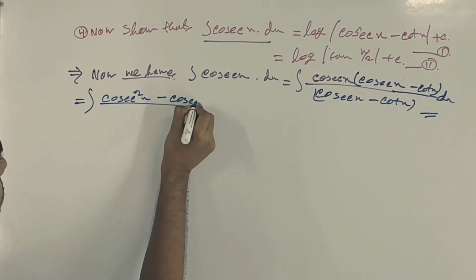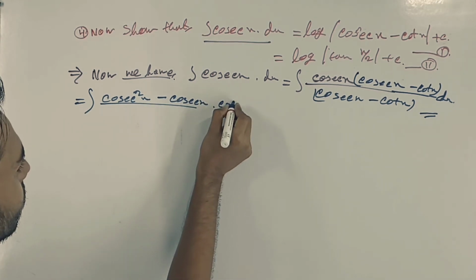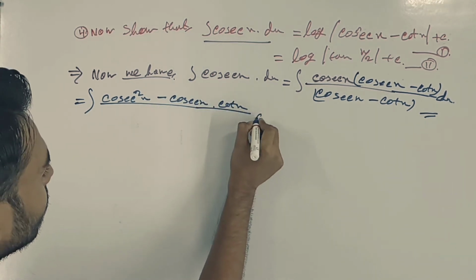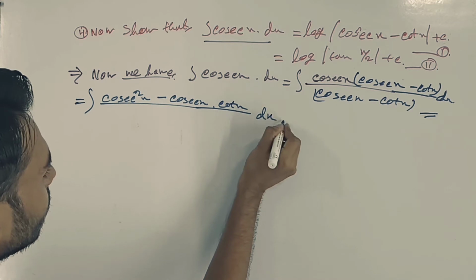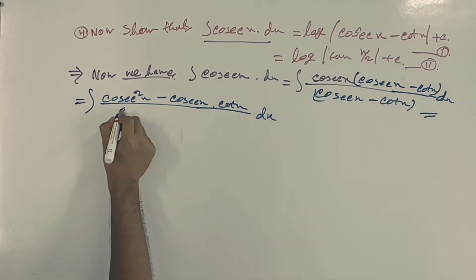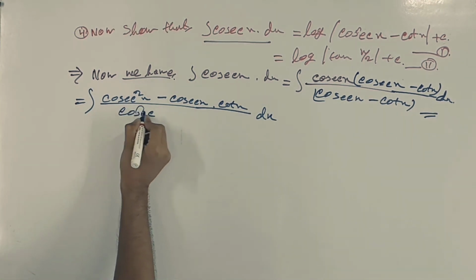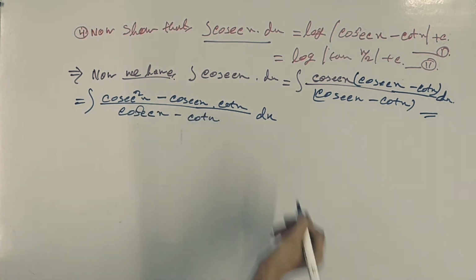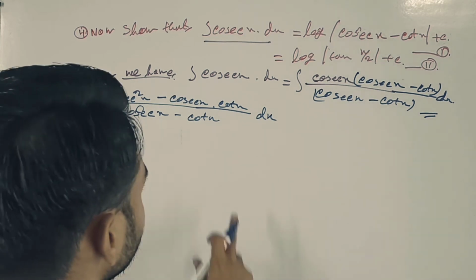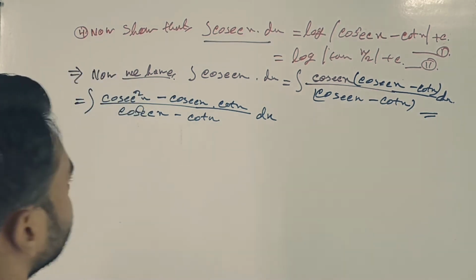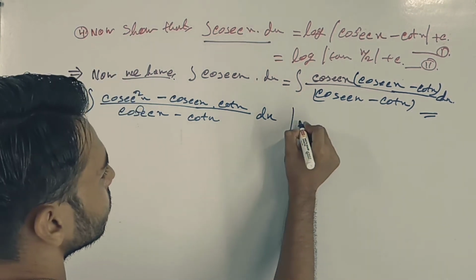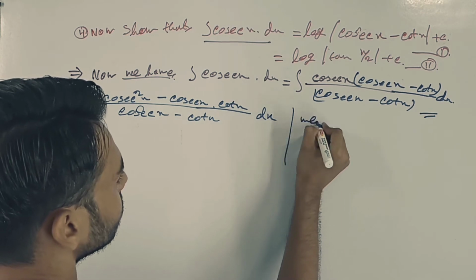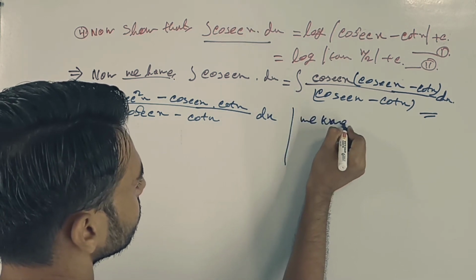So this equals the integral of (cosec square x minus cosec x cot x) dx, and the denominator is also cosec x minus cot x. That's a very important and easy function. So I will also write why it comes from this formula.